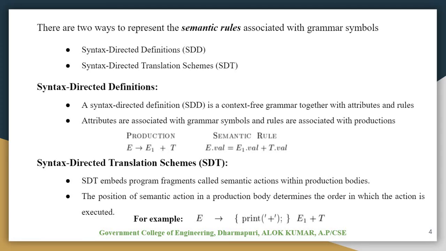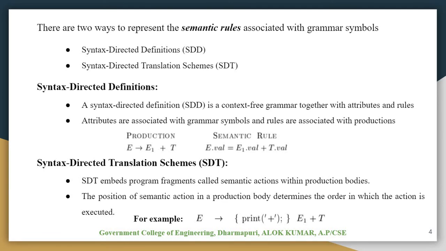So in this way we can define syntax directed translation schemes. SDT embeds program fragments called semantic actions within production bodies. The position of a semantic action in a production body determines the order in which the action is executed. Suppose for example E is generating E plus T, and first there is an action, print plus, and after that the rest of the body. In this manner we can write an SDT. How we write this, we will also see with the help of one example in a further lecture.